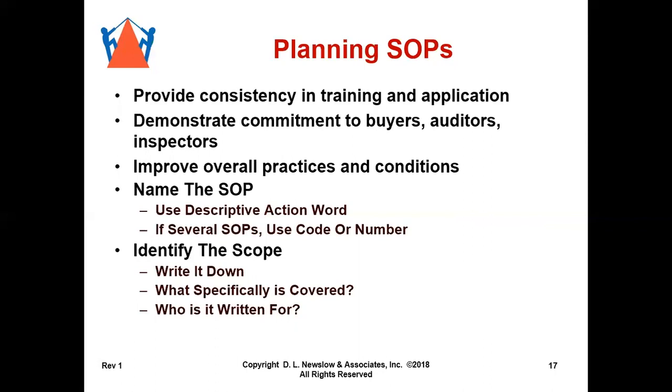You name the SOP using a descriptive action word so it can be found. With document control, it should have a unique number or a unique code, and it should also tell you what version you're at. An effective SOP will start out with a scope statement. When you write it down, you define what specifically you are going to address in the SOP and who it is written for, what area of responsibility.